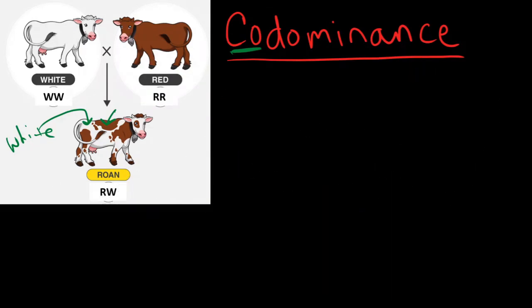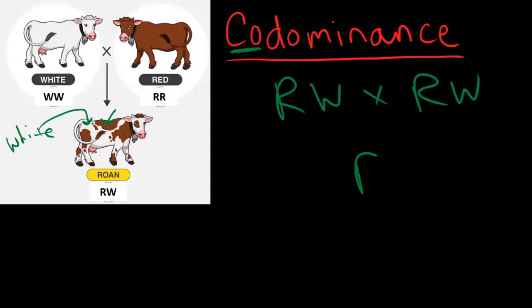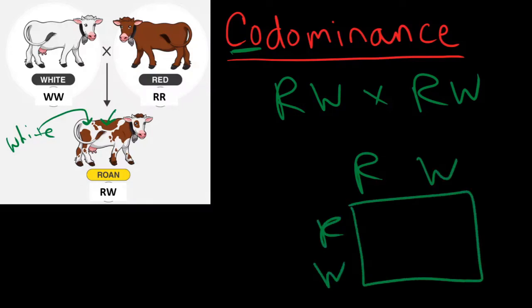So let's cross two roan cows and see what we get. In fact, I invite you to pause the video for just a moment and try to complete this square on your own.